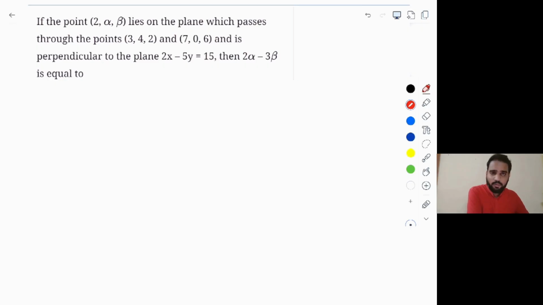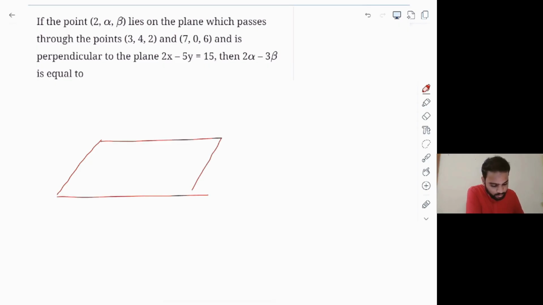Okay. So if you think of the diagram of this one, it is a very simple question actually. So let us try to get the proper idea for this. So what they are saying is there is a plane like this, right? And then now this plane is also perpendicular to one more plane. Now let me draw that perpendicular plane first.